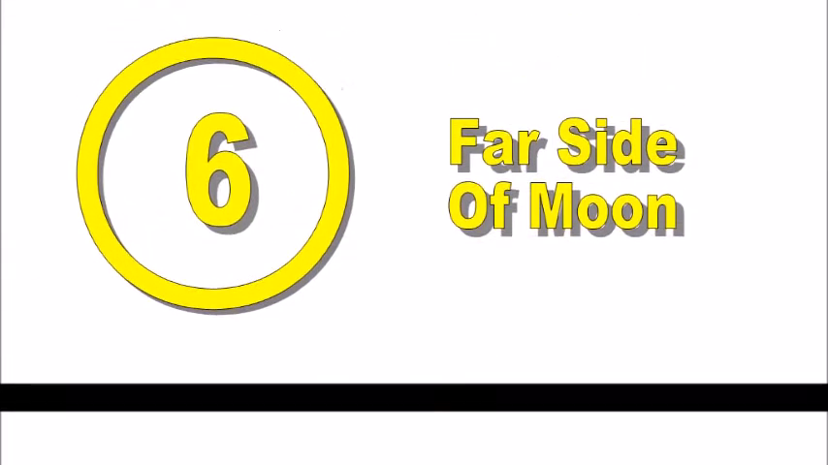Number 5 is dark matter. A large part of the universe is believed to be made of a type of matter that is not understood. This matter makes up more of the universe than the matter we know of.